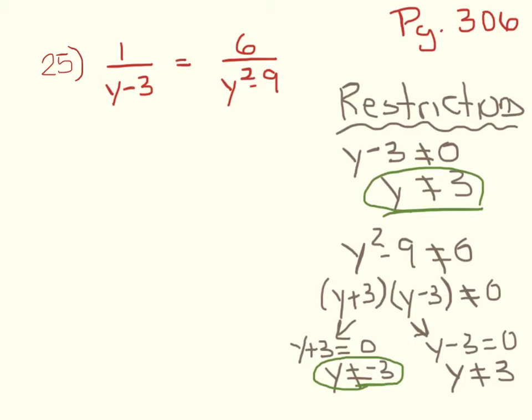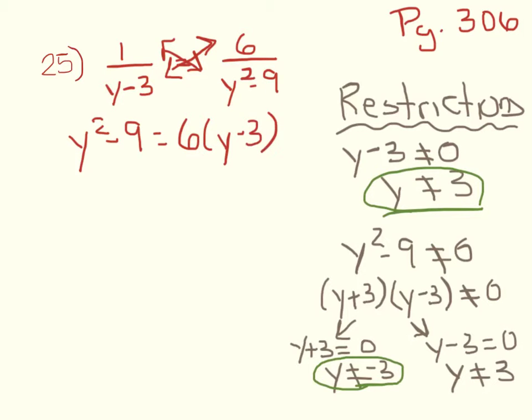Okay? So now let's continue in solving this rational equation. Since it's a proportion, I could cross multiply and then set it equal to 0. So why don't I do that? The product of the first two terms, 1 times y squared minus 9, is just y squared minus 9, is equal to 6 times the quantity y minus 3.